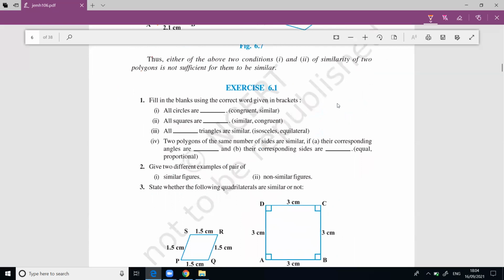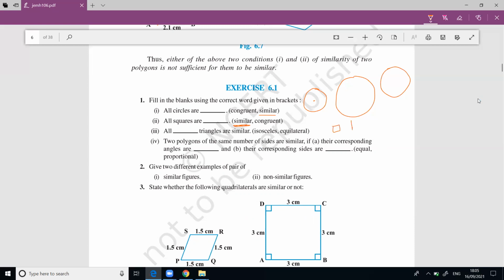Now come to exercise 6.1. If you come to exercise 6.1, all circles, means circles of different radius. Is it clear? So these are different circles of different radius. That means all circles of different radius can be called similar because they are identical in shape, but size wise they are different. Is it clear? Similarly, all squares are similar, not congruent, because squares can have different size.